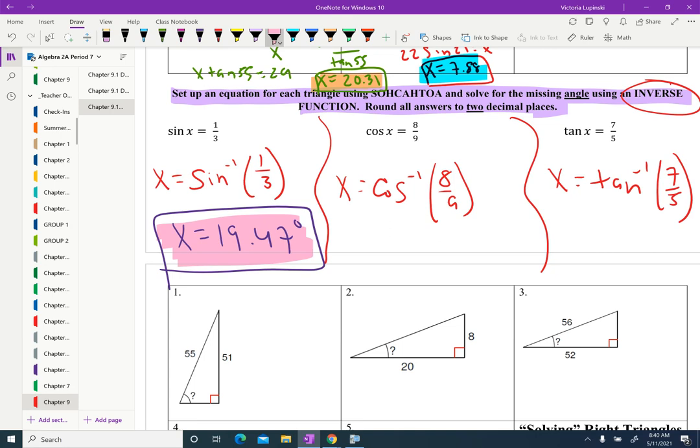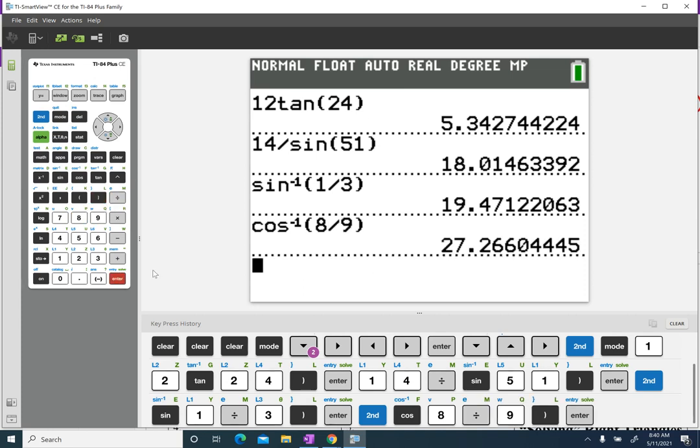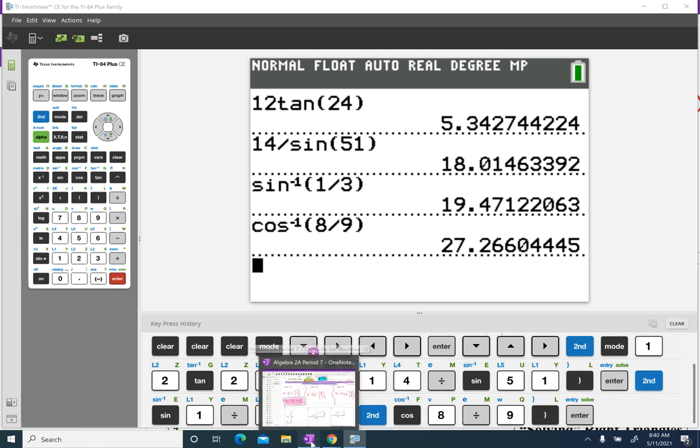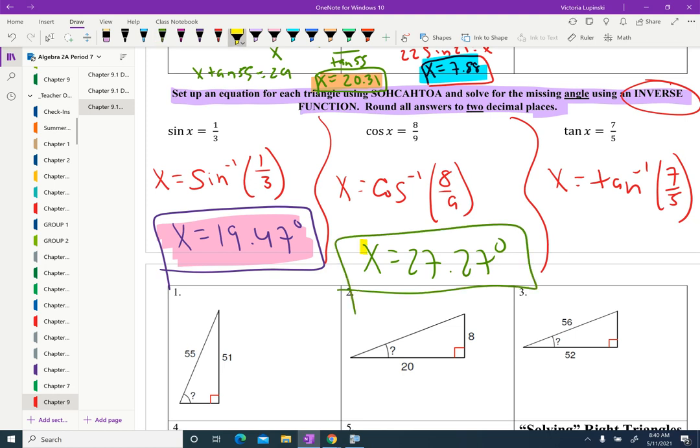In the middle, you're doing the inverse cosine of 8/9. So again, back to the graphing calculator. If you want to bring up the inverse cosine, you're going to do second cosine. You're doing it of 8 divided by 9. Close parentheses. That is an angle, which you're going to round to 2 decimal places. So 27.27. So x equals 27.27 degrees. And again, you should remember to put in your degrees.